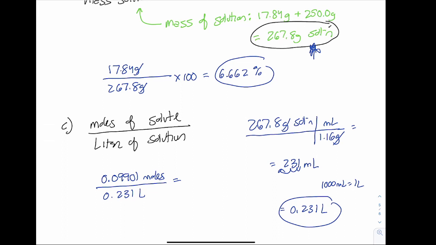And I got my molarity to be 0.429, and then either a capital M or moles per liter. Again, if you put the capital M, we're going to say molar. So this is a 0.429 molar solution.